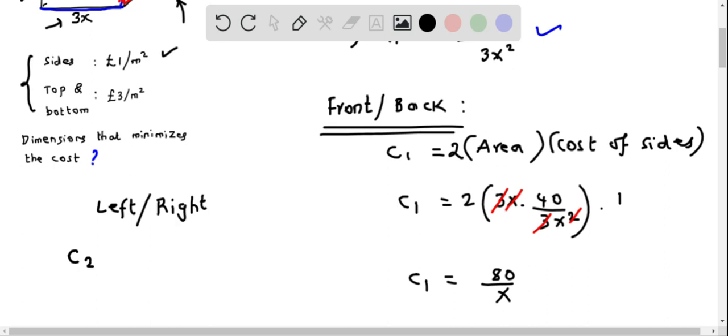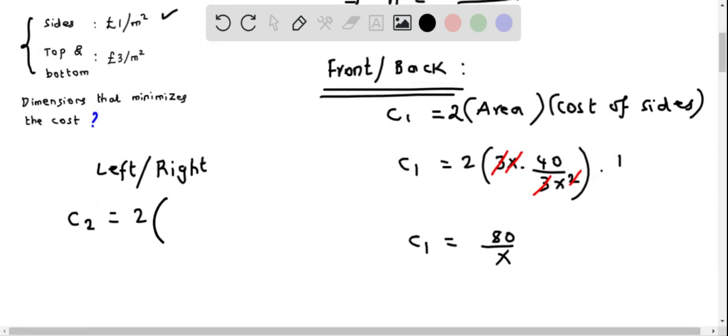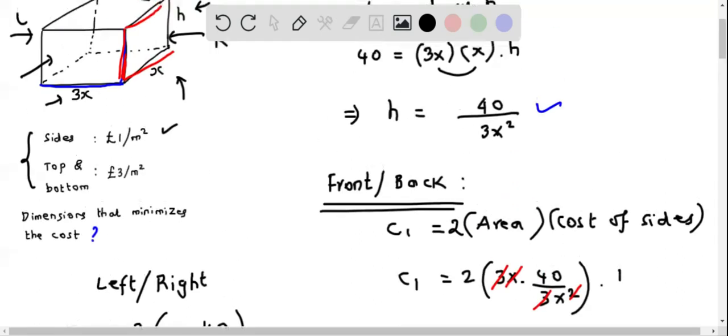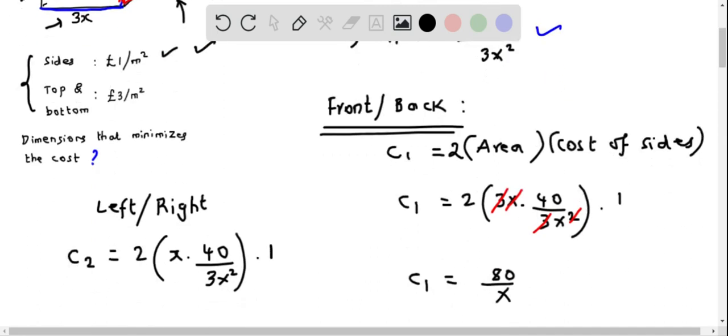Let's say this cost is C2, and this equals, once again we multiply by 2. If you observe from the diagram, the length of the box on the right side is x, and we have a height. So it is x times h. We multiply x times h, which we know is 40 over 3x squared. So this is the area times the cost of the sides. This is the sides, once again left or right side. So we place the cost of the sides as 1 pound, so we multiply by 1.